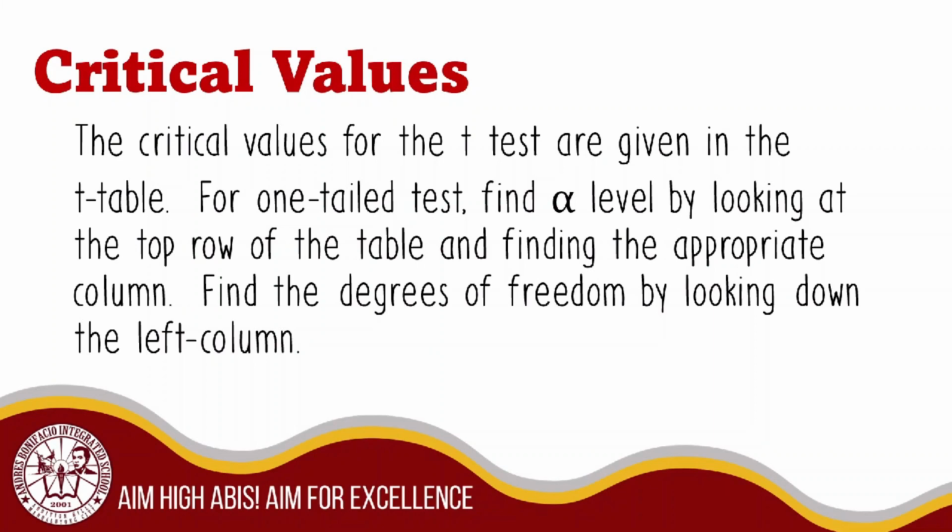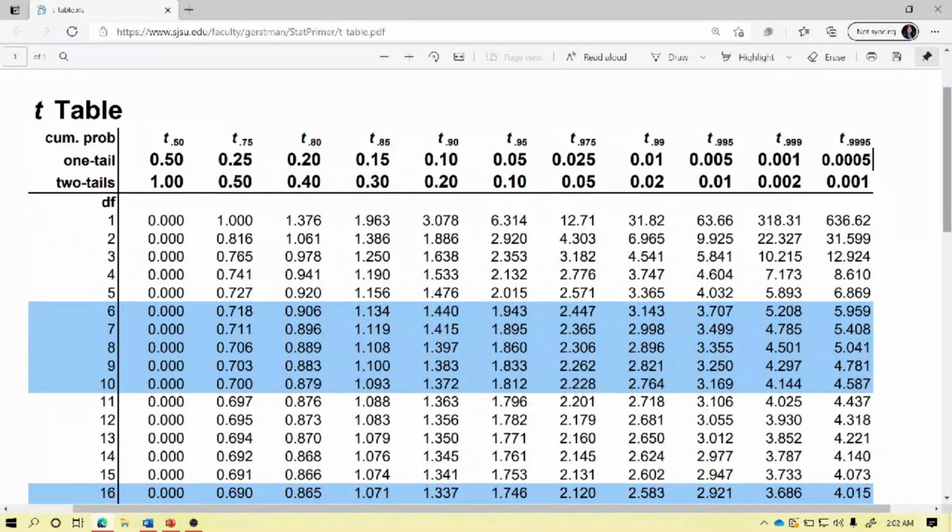So for one-tailed test, find the level of significance by looking at the top row of the table and finding the appropriate column. We find the degrees of freedom by looking down the left column. So I will show you a t-table. Here is a t-table. So as we can see here, we have the top row. On the top row is the level of significance, while on the left column, we have here the DF or the degree of freedom.